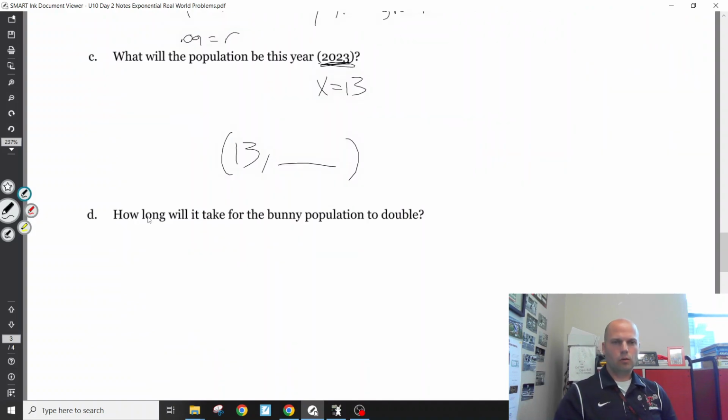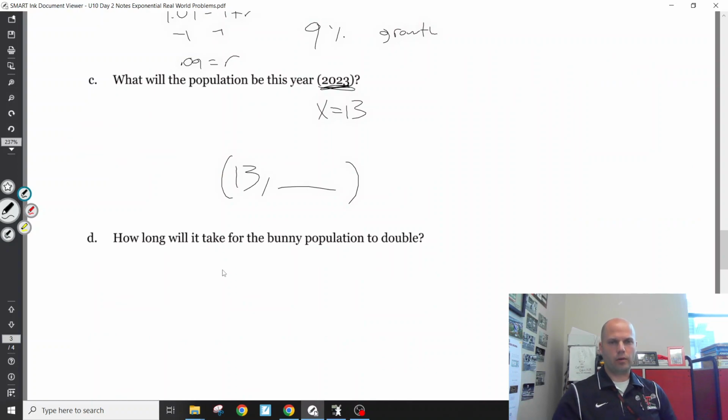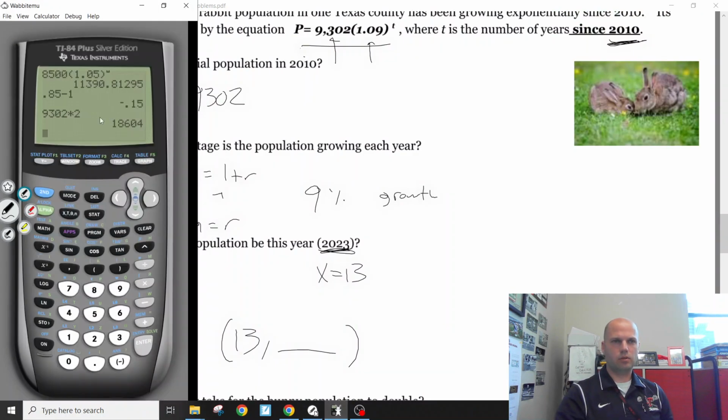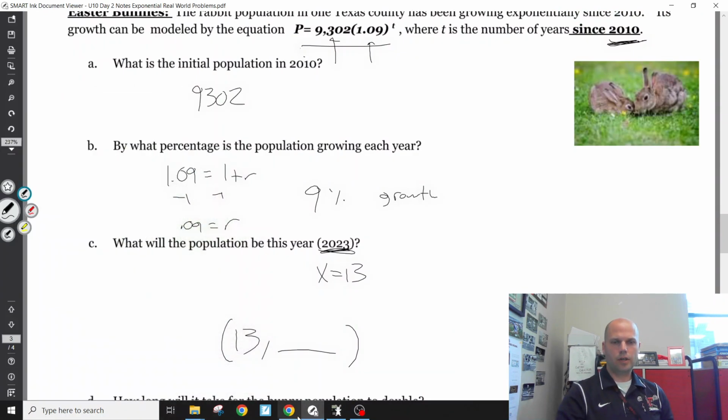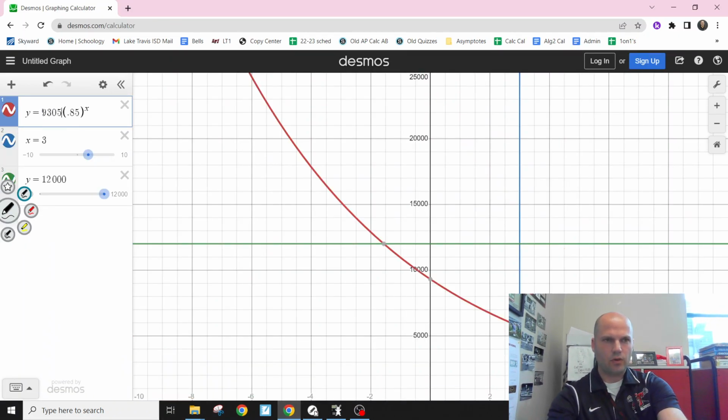And here, when is the population going to double? We're going to have to use our calculator to figure out what the double population is. 9,302 doubled is 18,604. So we're going to say, what is the x value when the y value is 18,604? All right, I'm just going to use Desmos for this, but you can obviously use your calculator to answer the same questions.